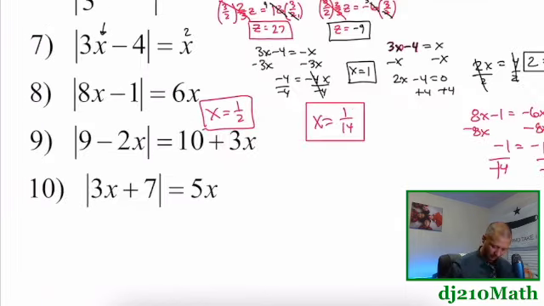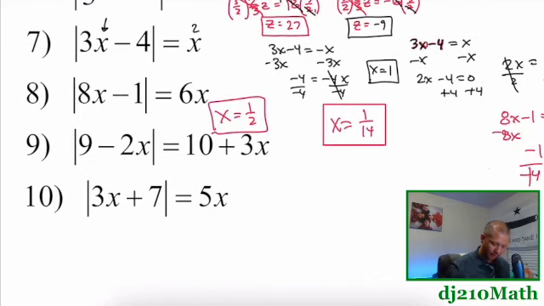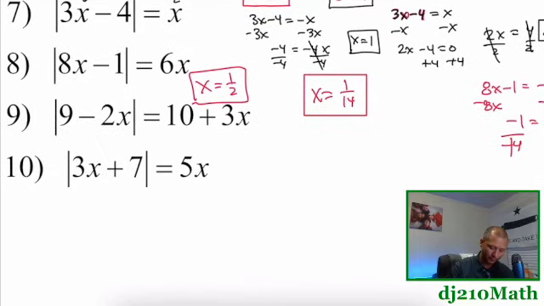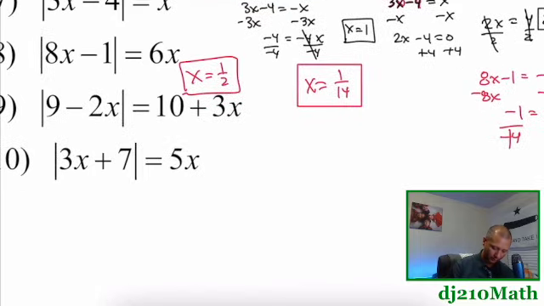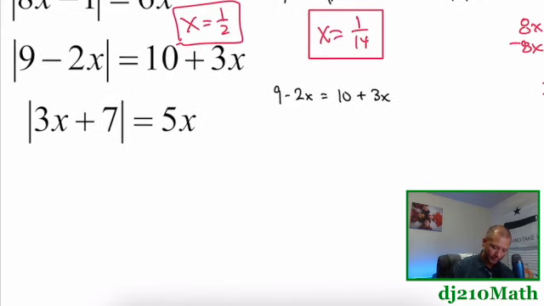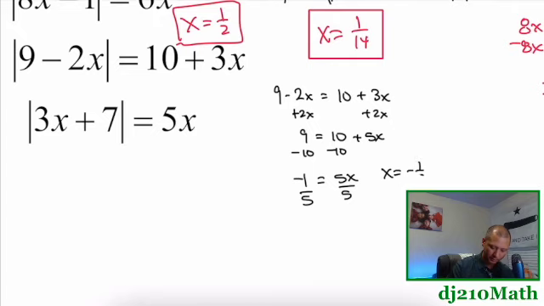All right, 9. We have 9 minus 2x absolute value is equal to 10 plus 3x. So we're going to take the positive version and the negative version, just like before, like always, stick to the script. So we are running out of room. So this is going to look like this. It's going to be real tight. So 9 minus 2x is equal to 10 plus 3x. Solving this, we get plus 2x, plus 2x, so 9 is equal to 10 plus 5x. Minus 10, minus 10, this is going to be negative 1, 5x. Divide both sides by 5, x is equal to negative 1 fifth.